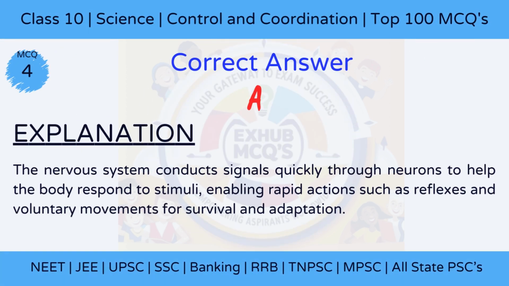The correct answer is option A, conduct signals quickly. Explanation. The nervous system conducts signals quickly through neurons to help the body respond to stimuli, enabling rapid actions such as reflexes and voluntary movements for survival and adaptation.